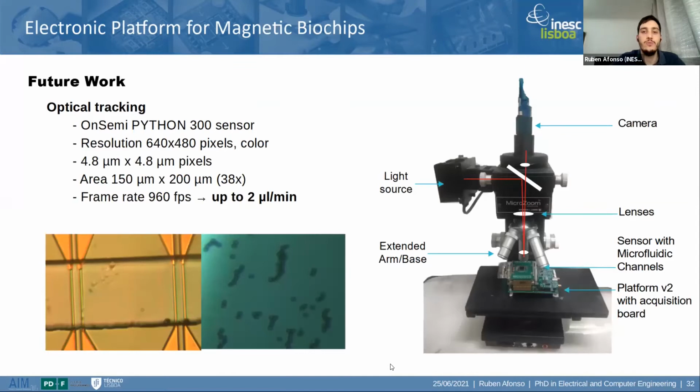The next step is to be sure and to see what entity is passing over the sensor and to check if it is really a labeled bacteria. To do so, we use a high-speed camera. This camera can take up to 960 frames per second. So we can only use 2 microliters per minute. But we think it is enough to create a database and start a validation process to classify each of these events. With that, we can have a reliable magnetic flow cytometer.